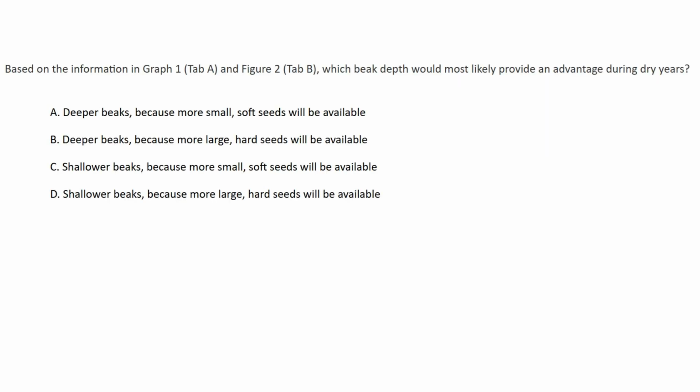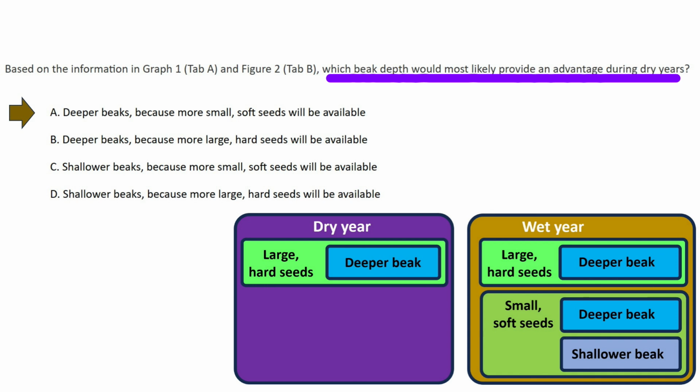Now we're ready to look at the answer choices. Based on the information in Graph 1 and Figure 2, which beak depth would most likely provide an advantage during dry years? Option A states, deeper beaks, because more small, soft seeds will be available. Let's look at the dry box. It seems that finches with deeper beaks seem to have a survival advantage in dry years, because we only see the phrase deeper beak inside the dry box. We don't see the phrase shallower beak inside the dry box. So the first part of the sentence is true, but there are no small, soft seeds in the dry box. So the second part of this sentence is false. That means option A is false.